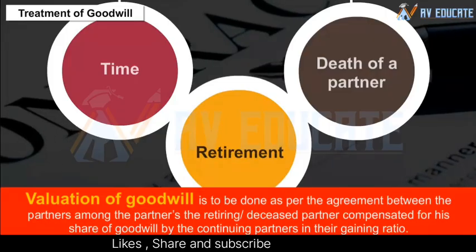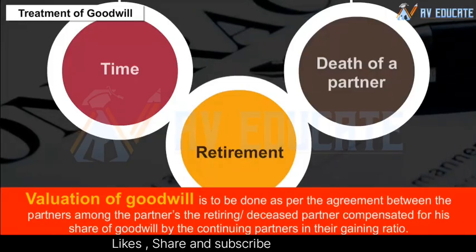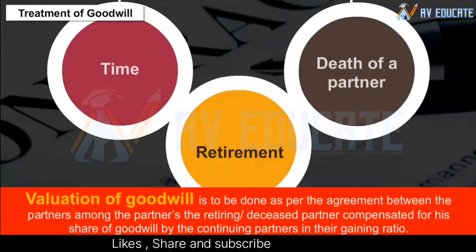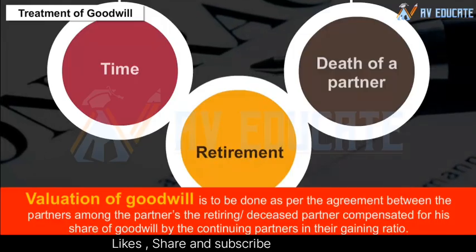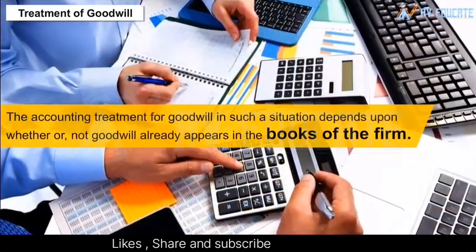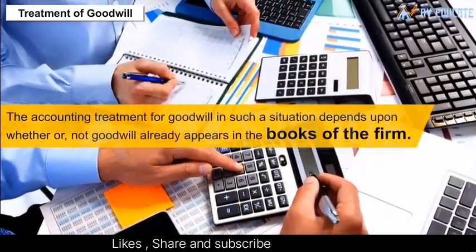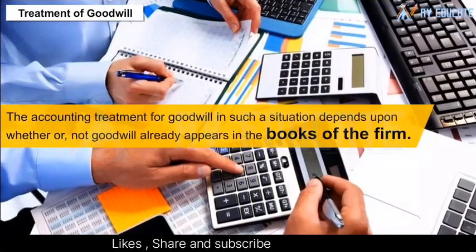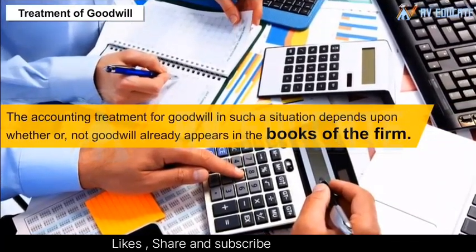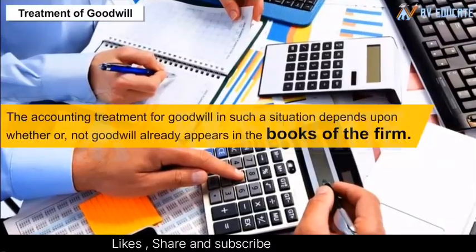Among the partners, the retiring or deceased partner is compensated for his share of goodwill by the continuing partners in their gaining ratio. The accounting treatment for goodwill in such a situation depends upon whether or not goodwill already appears in the books of the firm.